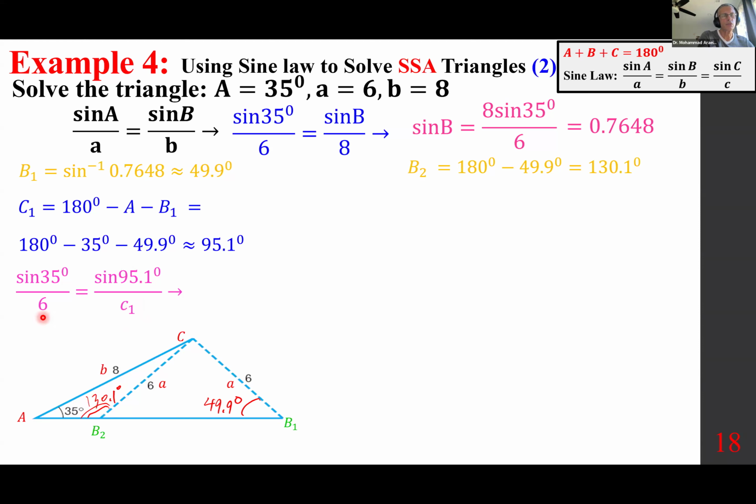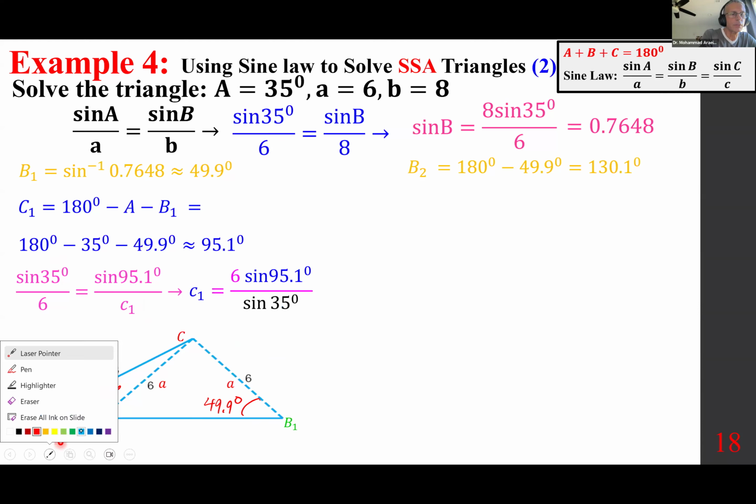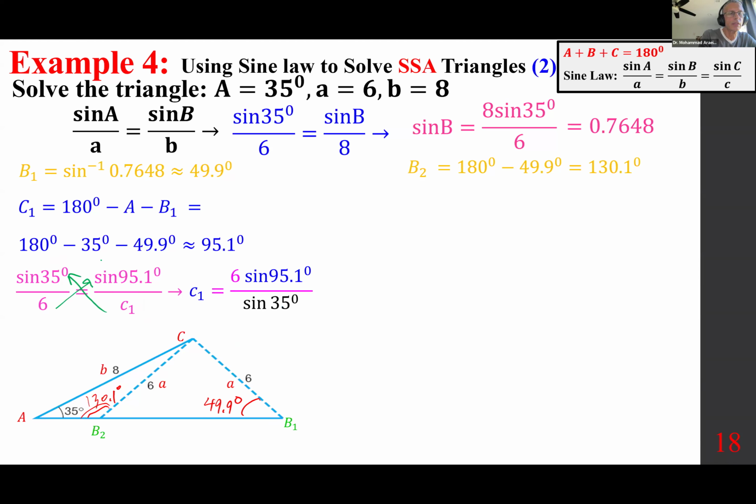The product of these two: 6 times sine 95.1 divided by sine 35. So cross product. Let's do this: 6 times sine 95.1 and divide by sine 35. You put it into a calculator and it results in 10.42. Therefore, this distance AB1 is 10.42.